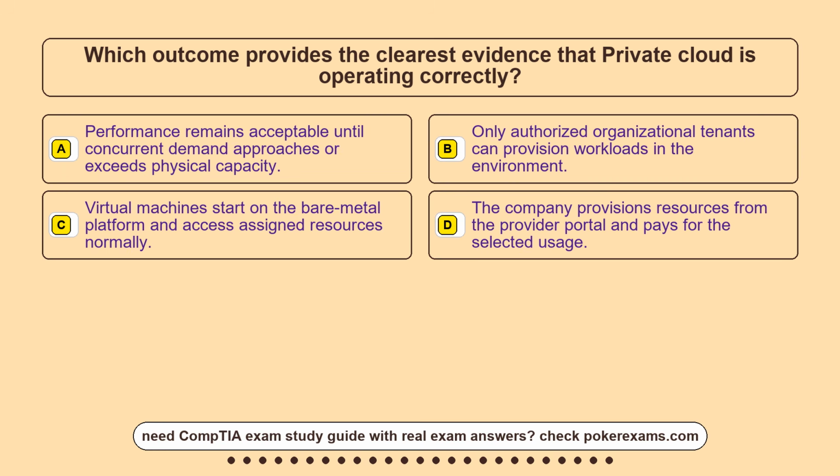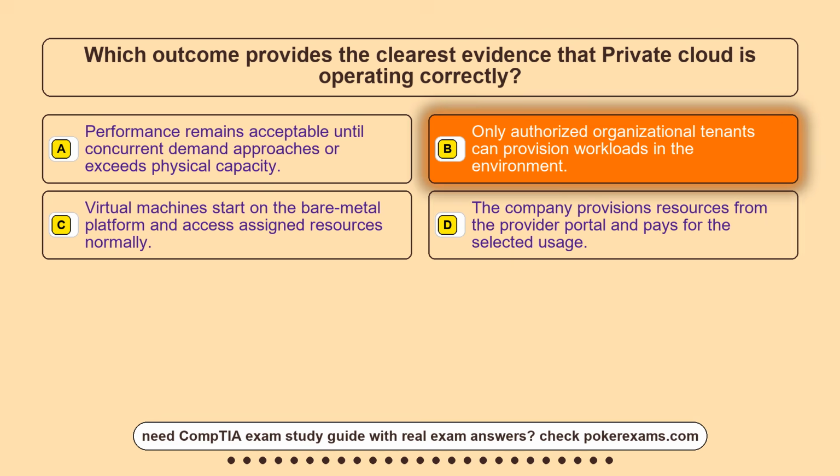Question 1. Which outcome provides the clearest evidence that private cloud is operating correctly? Option A. Performance remains acceptable until concurrent demand approaches or exceeds physical capacity. Option B. Only authorized organizational tenants can provision workloads in the environment. Option C. A virtual machine starts on the bare-metal platform and accesses assigned resources normally. Option D. The company provisions resources from the provider portal and pays for the selected usage.